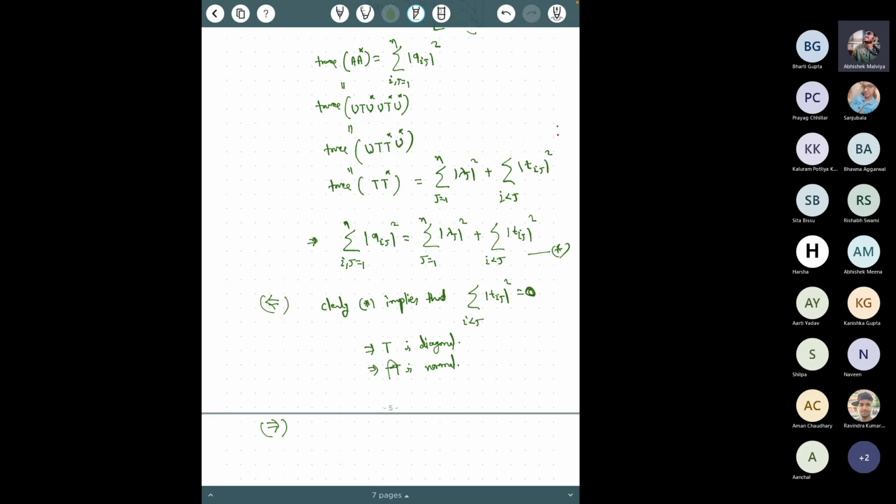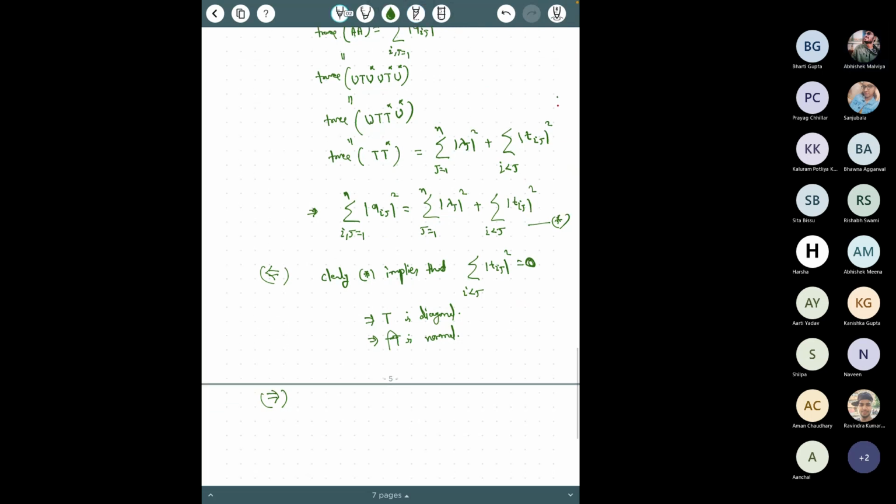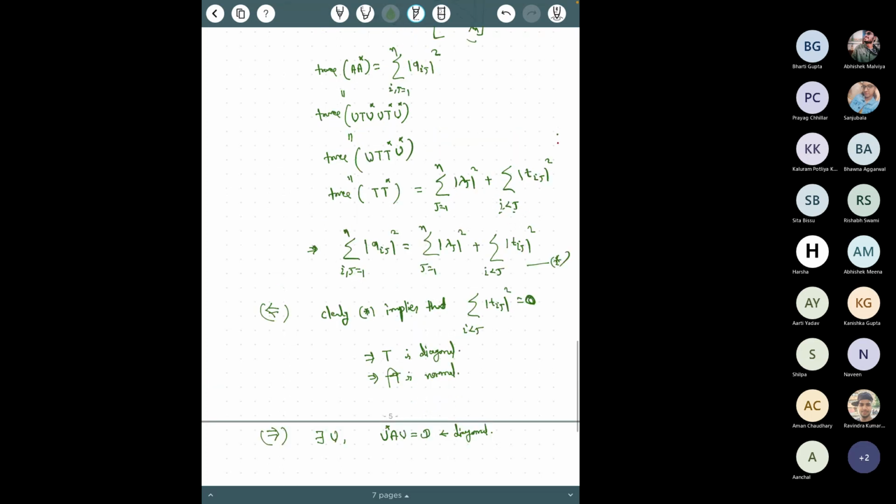Basically what you can say here is that since A is normal, there exists U such that U star AU is diagonal, right? In fact this diagonal matrix has eigenvalues on the diagonal. So then again from this star, we proceed the same way as for this derivation.